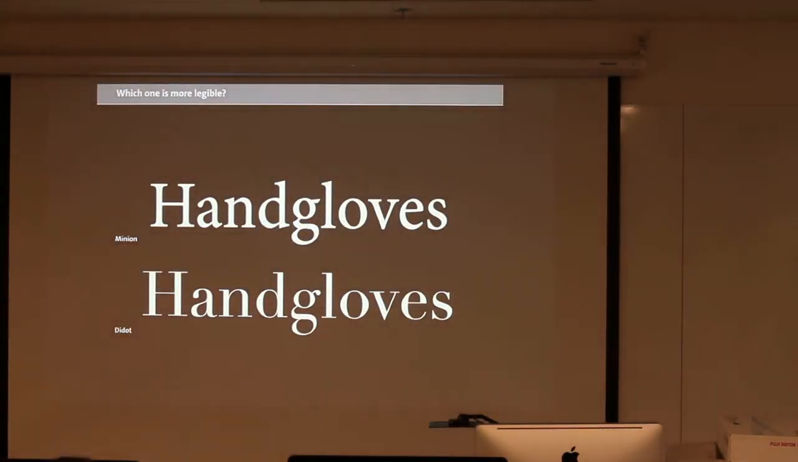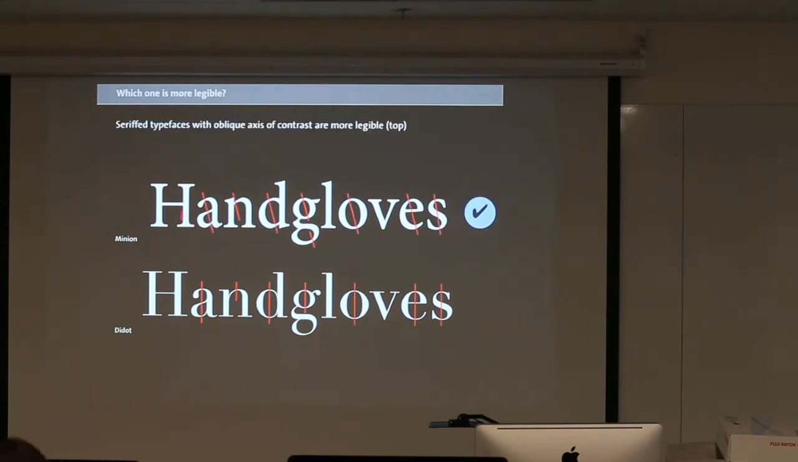Which one is more legible? Let me ask you. You can't see it. Which one do you think is more legible? The top one is safer, right? The bottom one has too many thin lines; if the text is small, you can't see them. Okay. So we call this an oblique axis of contrast.